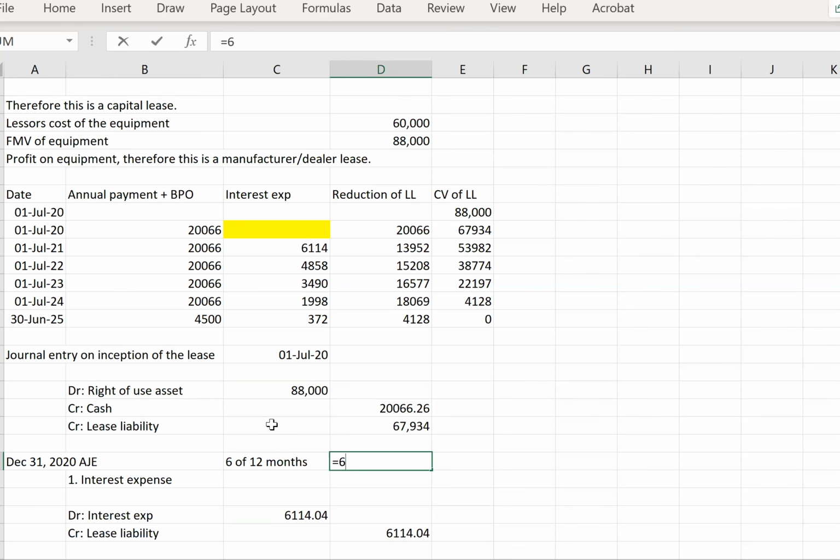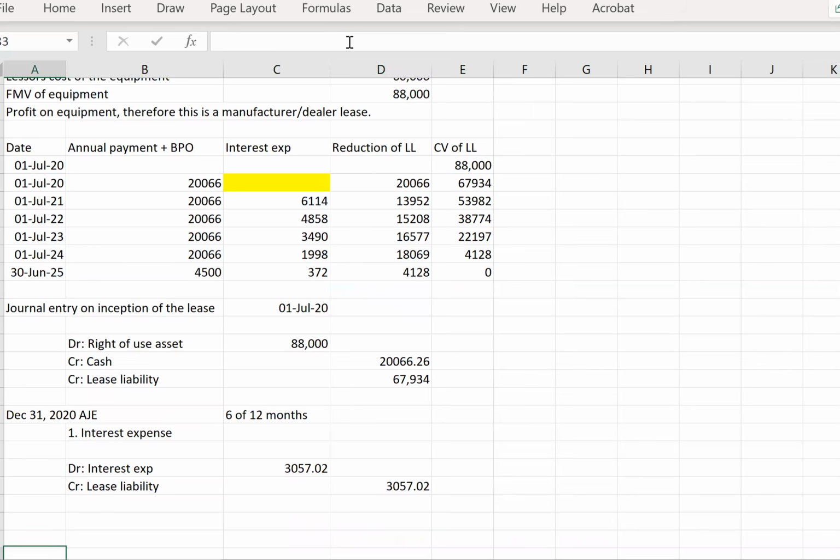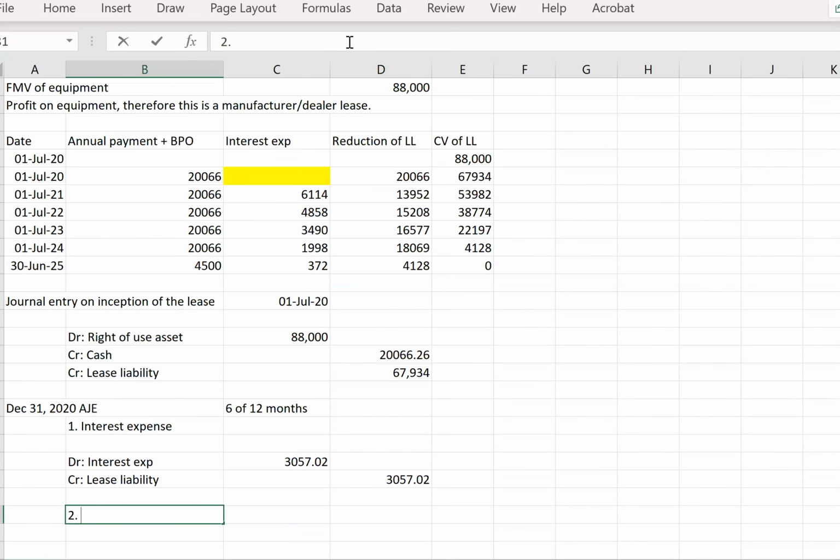So what this is going to do is we're going to need to adjust these amounts to say, yes, that's the right amount, but now we're only going to record 6 out of 12 months. And same thing here. And so that's going to be the amount of interest expense we're going to record. The second entry is depreciation expense. So our entry is always debit depreciation expense.